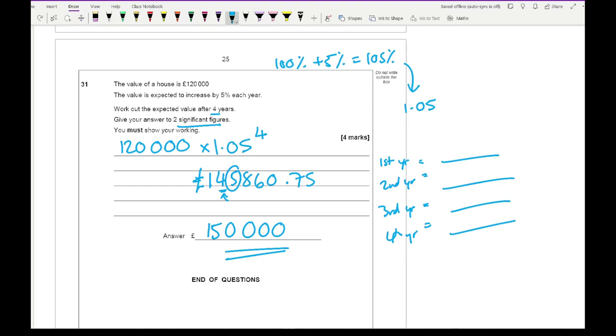So if you left your answer as 145,860.75, you would lose one mark because you didn't round it to two sig fig. And that concludes the end of this paper.